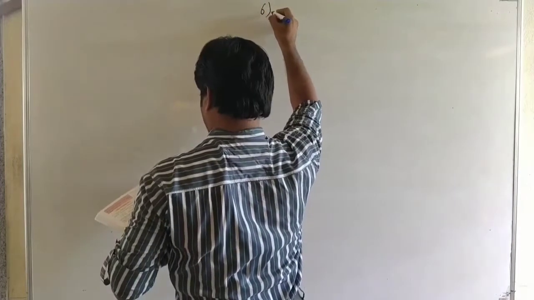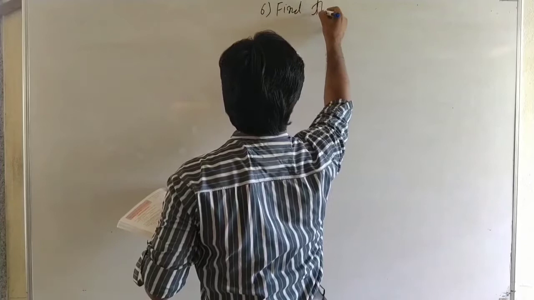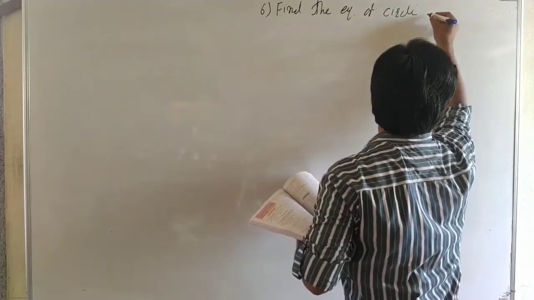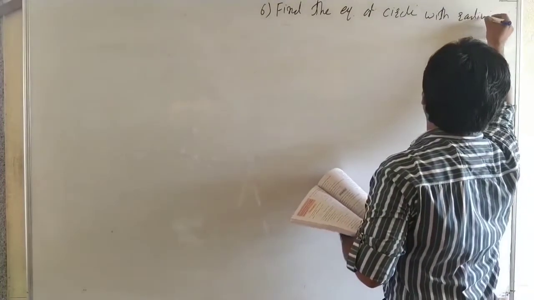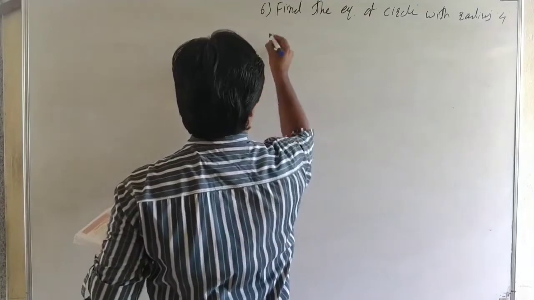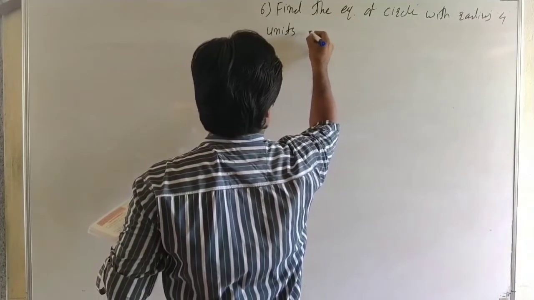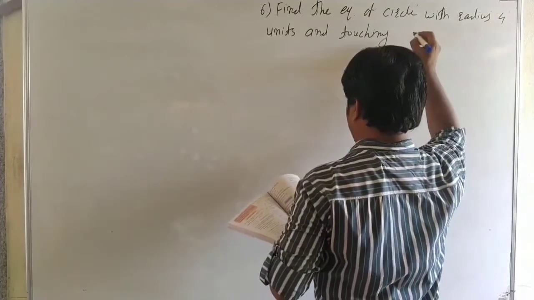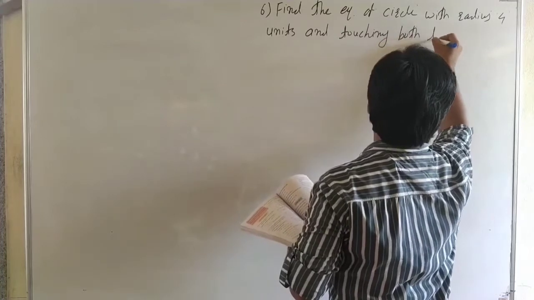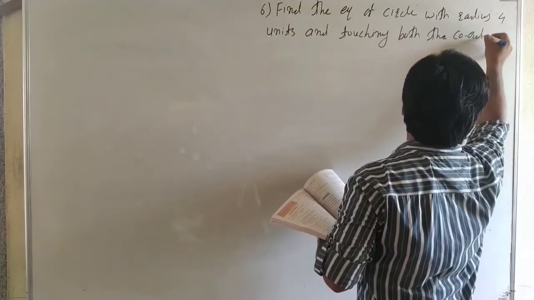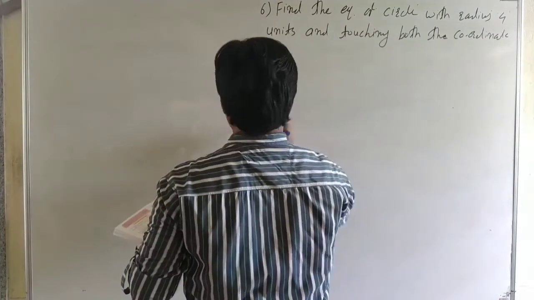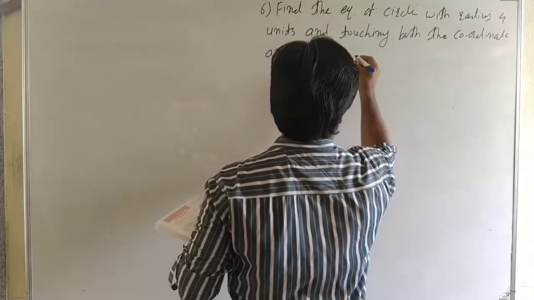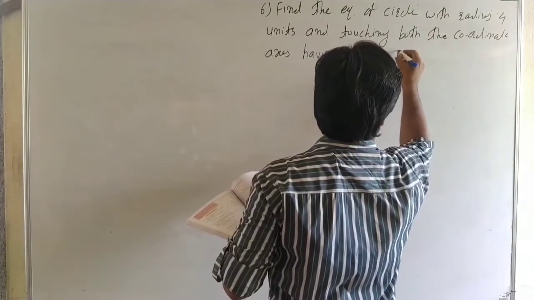Next, example number 6. Find the equation of the circle with radius 4 units and touching both the coordinate axes, having center in the third quadrant.